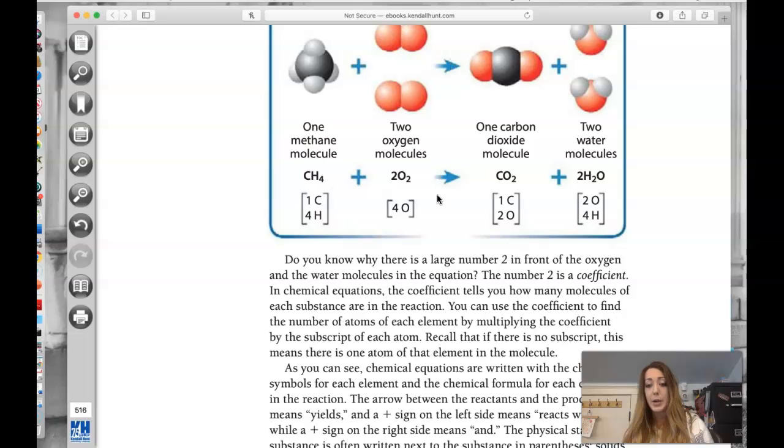The arrow between the reactant and the product means yields. And the plus sign means reacts with, while on the right side it means and. So a fancy way of saying it is: this reacts with this, which gives you this and this.